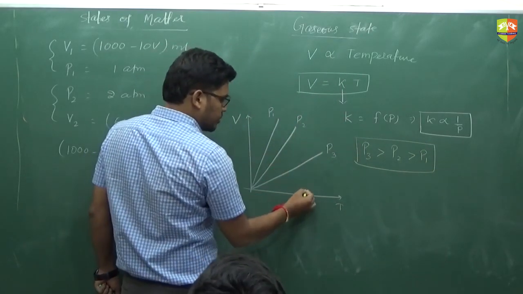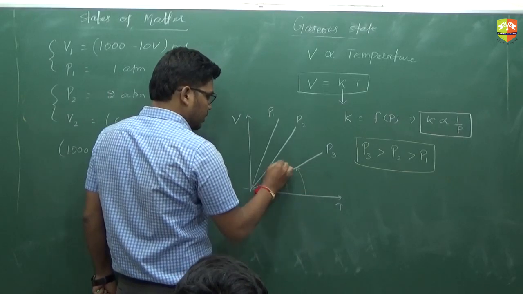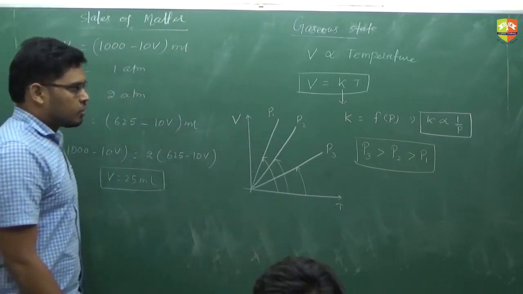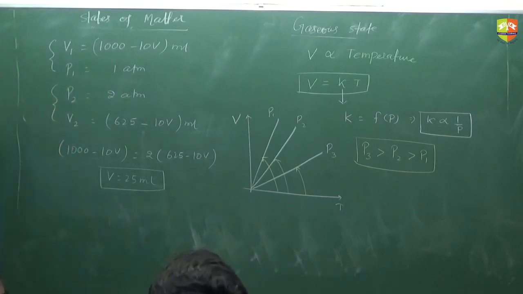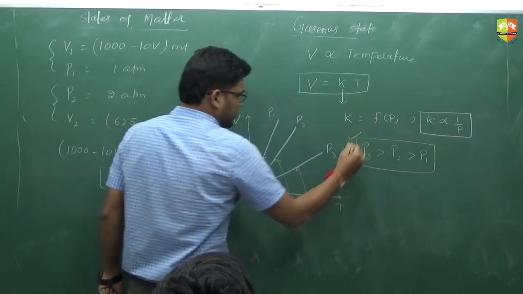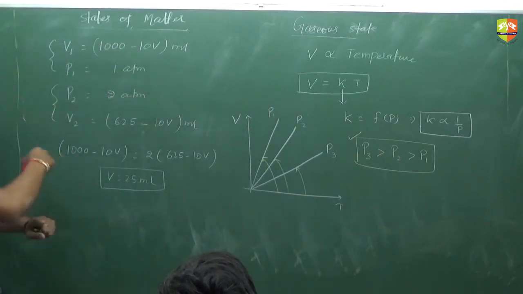Slope is K, right? Slope is minimum here, then maximum in case of P1, right? So when the slope is maximum K, pressure will be what? Minimum, because K and P are inversely proportional. The slope is maximum here, the pressure will be minimum. Or again, you can draw a straight line.